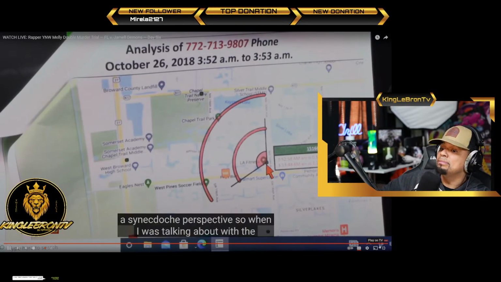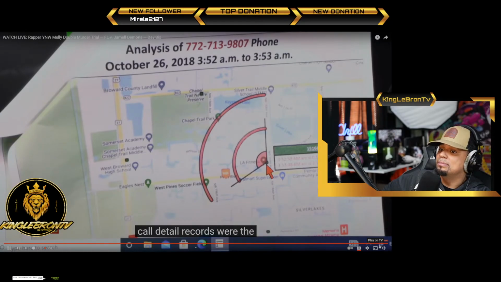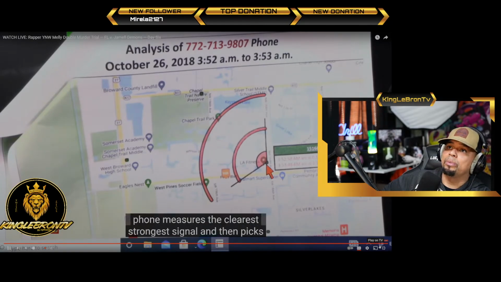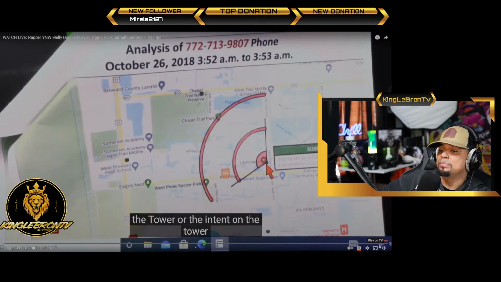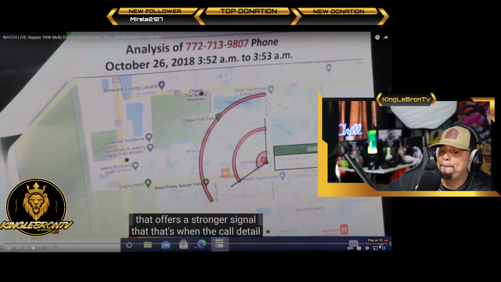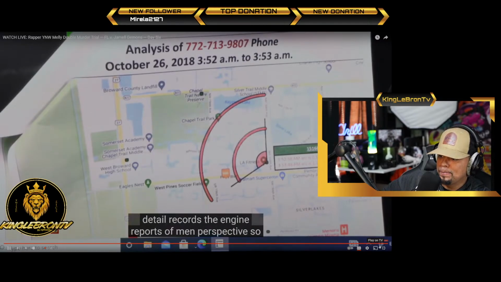So what I was talking about with the call detail records, where the phone measures the clearest, strongest signal, picks the tower or the antenna on the tower that offers the clearest, strongest signal. That's from the call detail records. The engineering report is the network's perspective. So where did you get the engineering reports from?